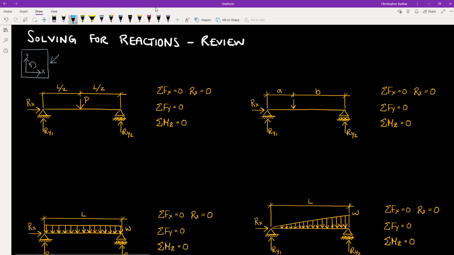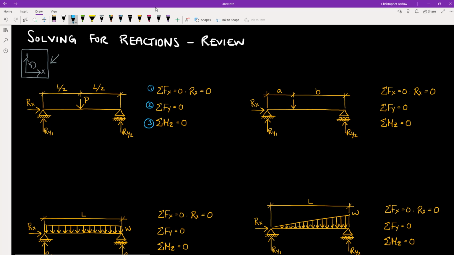And we do so with our three equilibrium equations. First, we have sum of forces in the x equals 0. And in this example, and indeed as we'll see in all of our examples here, we only have one force in the x direction, our reaction at the pin. There is no applied force in the horizontal direction. And so, as this is the only force in the horizontal direction, and the sum of all forces we know is equal to 0, this force must be equal to 0.